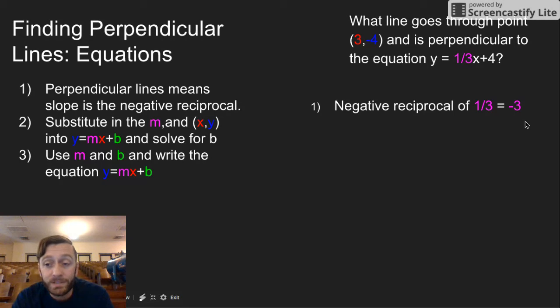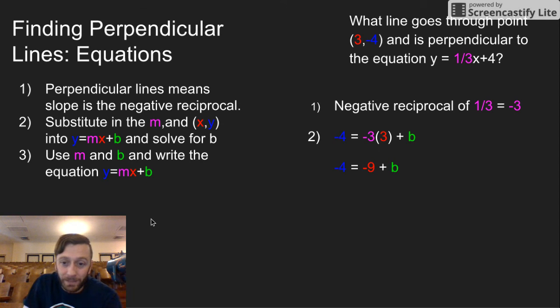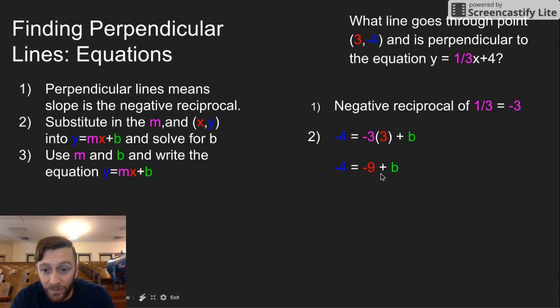Now we substitute in the negative 3, the 3, and the negative 4 into the equation. We get negative 4 equals negative 3 times 3 plus b. Now I've got negative 4 equals negative 9 plus b. In order to get b by itself, I need to add 9 to both sides. I've got negative 4 plus 9 equals negative 9 plus 9 plus b. I end up with 5 equals b again. I use that b value and my negative reciprocal from step 1 as my m value, and I put it in the equation. We get y equals negative 3x plus 5.